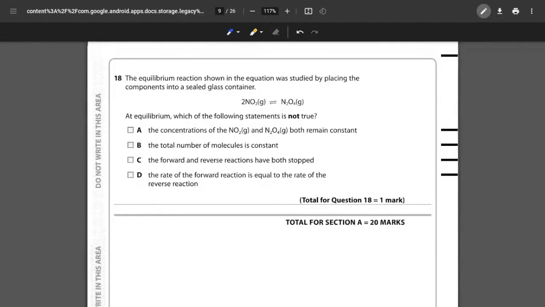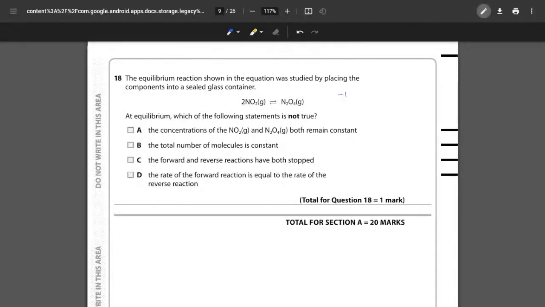And our last question, question 18, looking at equilibrium. In an equilibrium reaction shown in our equation here, so we have 2NO2 giving you N2O4, a classic equilibrium question. They love to use this as an example. And at equilibrium, which of the following statements is not true? Well, before we even look at the statements, we have to think about, well, what is equilibrium?